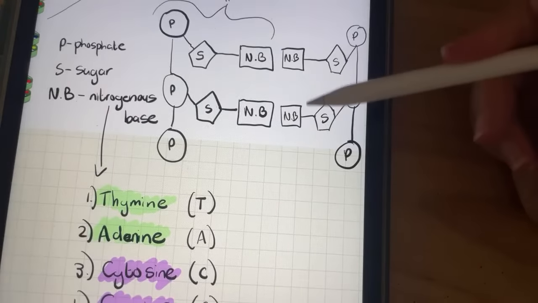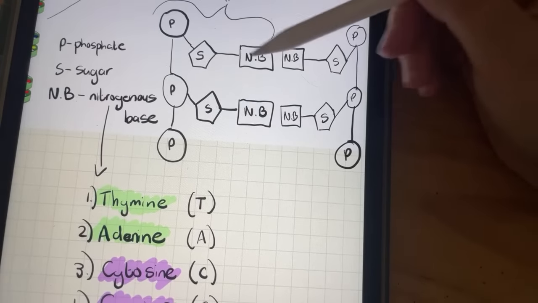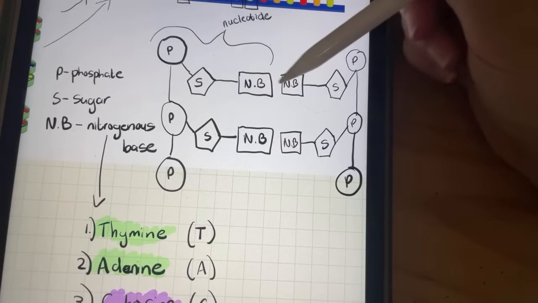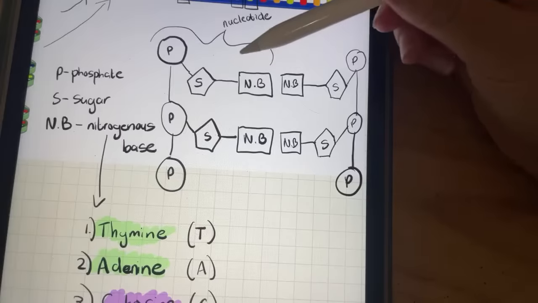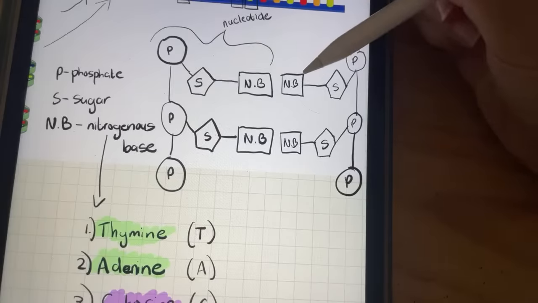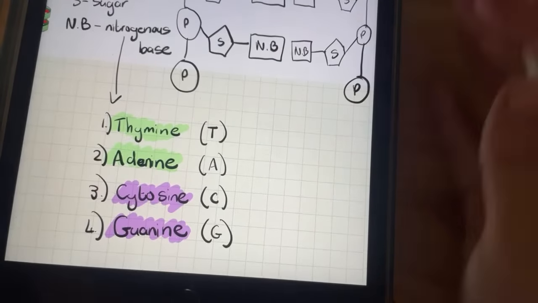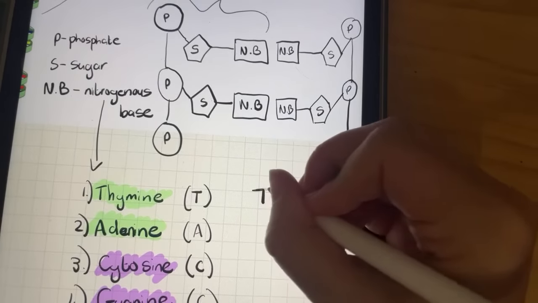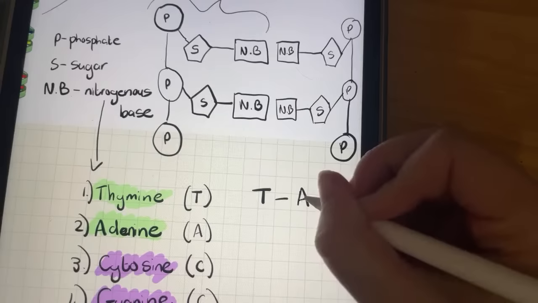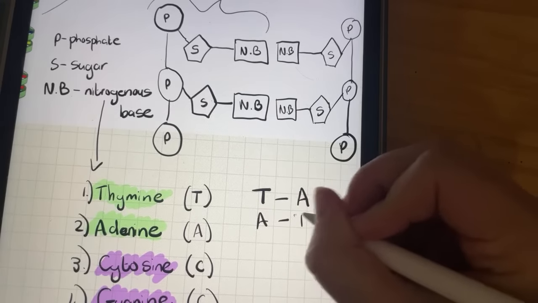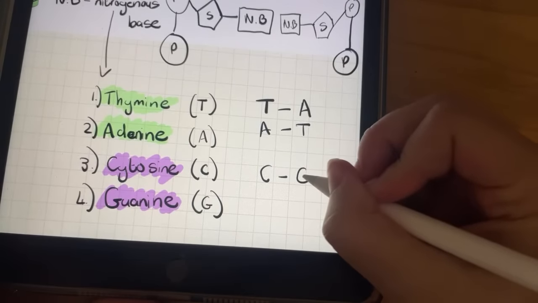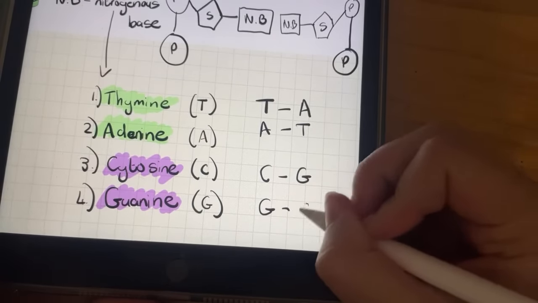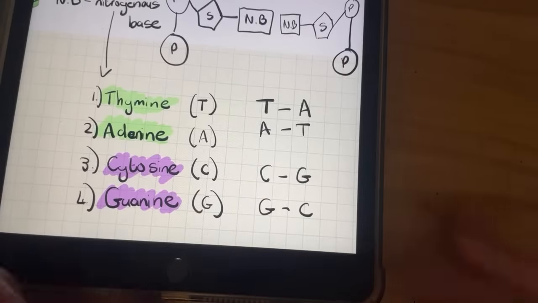Well, if we look back at our structure over here, these are our nitrogenous bases, and we say that they are complementary to one another, or they're complementary base pairs. What that means is, going off of what we've just heard, T always joins to A, or A always joins to T, whichever way it's written, and C always joins with G, or G always joins with C, whether you're reading it that way as well.